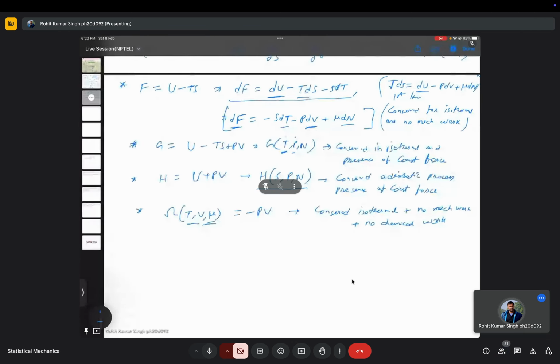So yeah, okay. These are our four new potentials that we got from the internal energy using the Legendre transformation. Okay, and these are used extensively in thermodynamics. They have their own importance. Now, what are the Maxwell relations, and how do we derive them, and how do Maxwell relations actually emerge from the first law of thermodynamics, basically. So okay, briefly I will discuss that.